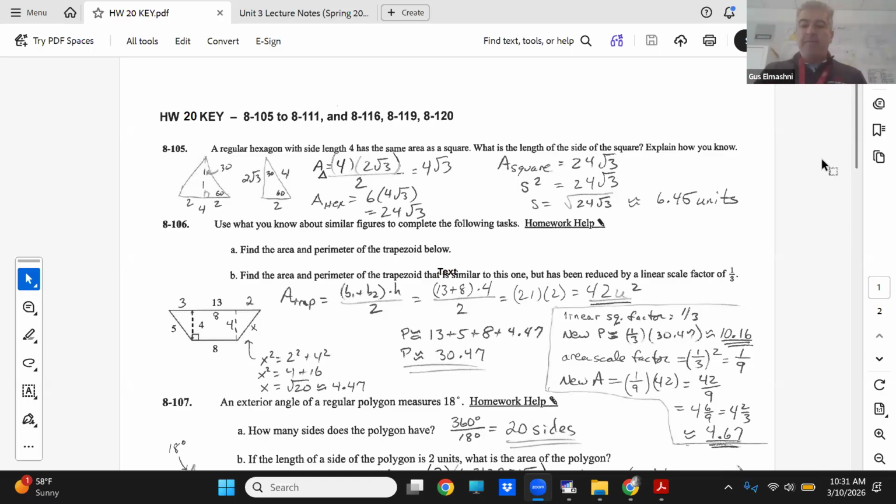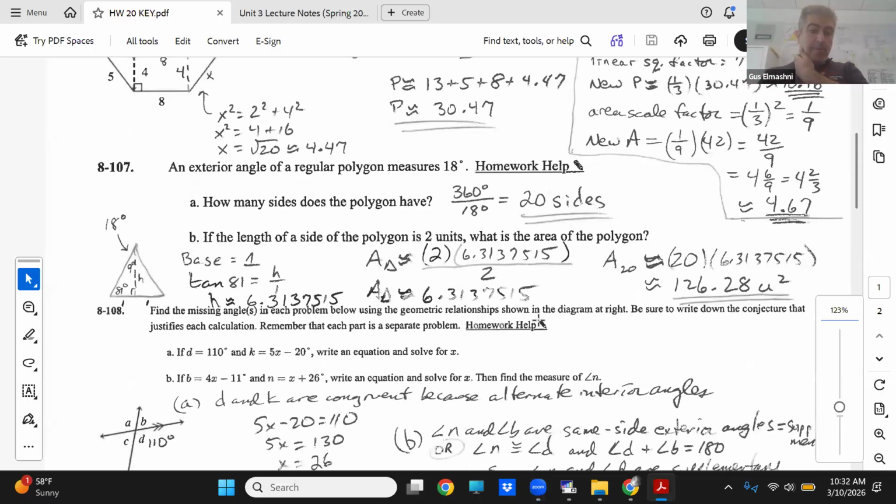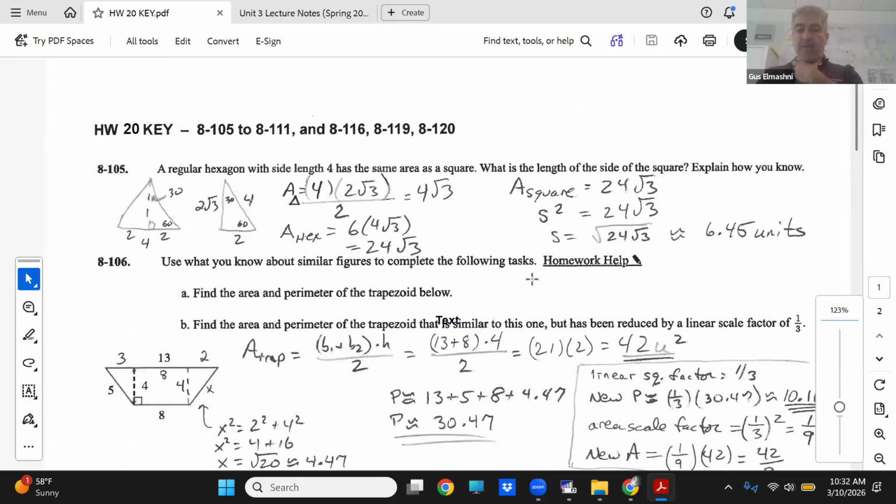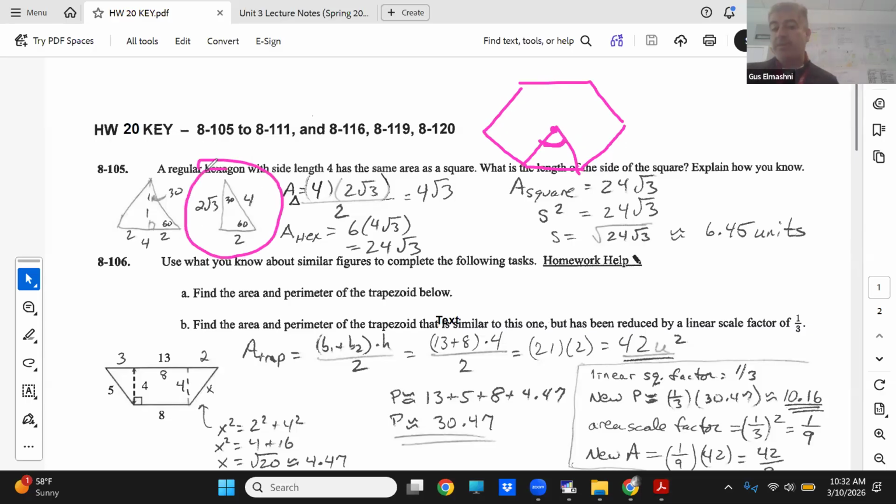Okay. So for 8105, just remember if you have a hexagon, you have 6 triangles you can make. Each of the triangles will be equilateral because the way a hexagon looks is like this, right? And what's the measure of this angle right there? Well, that's 60, but when you cut it in half, it becomes 30. And then you create this, right? Then you create a 30, 60, 90 afterwards. And remember, if the side length is 4, you cut that in half, that's 2.